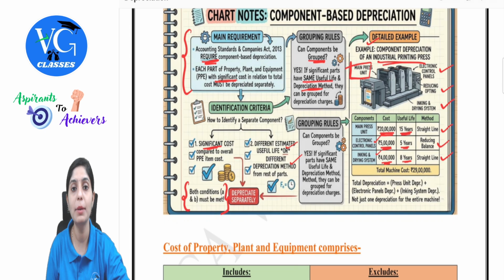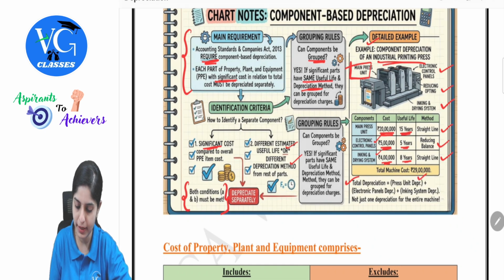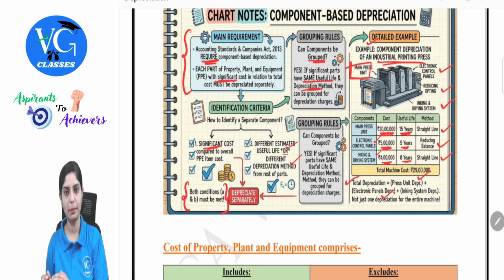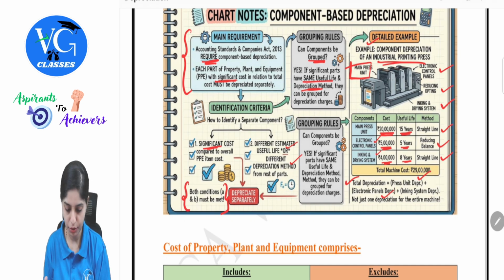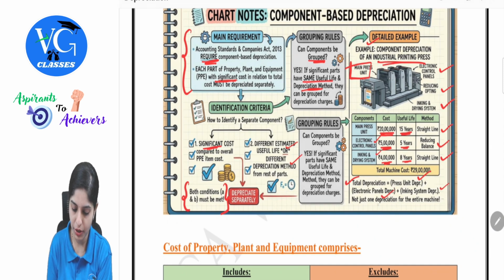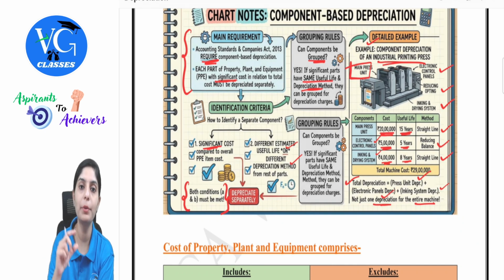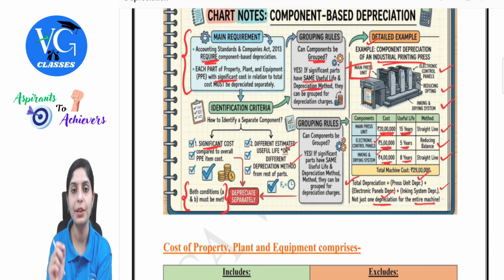But ultimately, what becomes important for me? Total depreciation. So how will the total depreciation come? You will take it on the press unit, that is for the cost of 20 lakh, and then the electronic panels separately, because compared with straight line, for the electronic panels the useful life is different and the method is also different, and then the inking and drying system the same way. It is not just one depreciation for the entire machine, that is, I cannot uniformly apply either straight line or reducing balance completely on the entire machine cost, because there is a component breakup available. I hope you all understood the concept of component based depreciation.